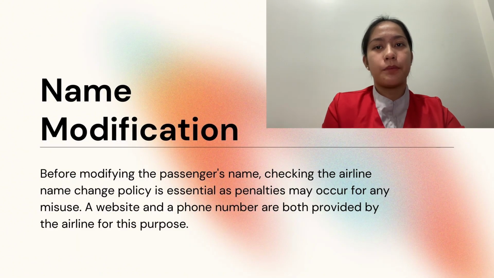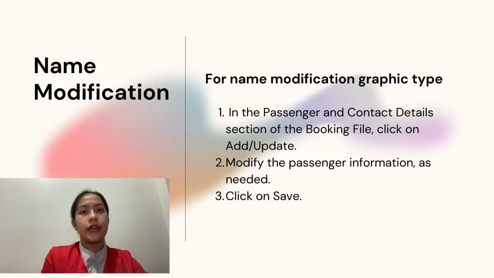Before modifying the passenger's name, checking the airline name change policy is essential, as penalties may occur for any misuse. A website and a phone number are both provided by the airline for this purpose. For name modification, graphic type number 1. In the passenger and contact details section of the booking file, click on Add or Update. Next, modify the passenger's information as needed. Lastly, click on Save.